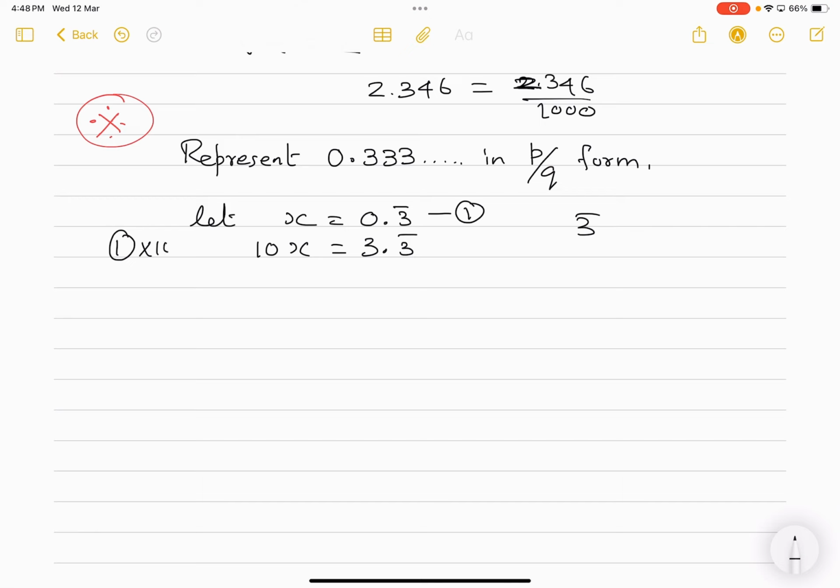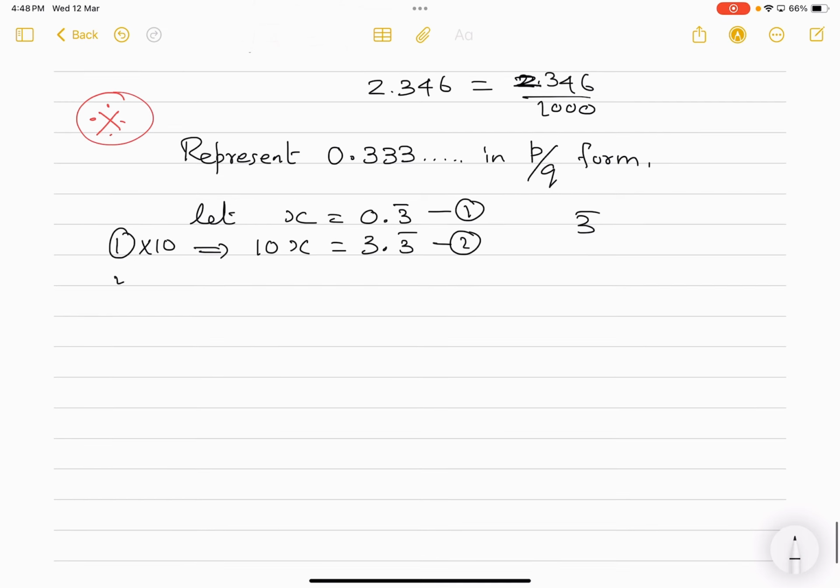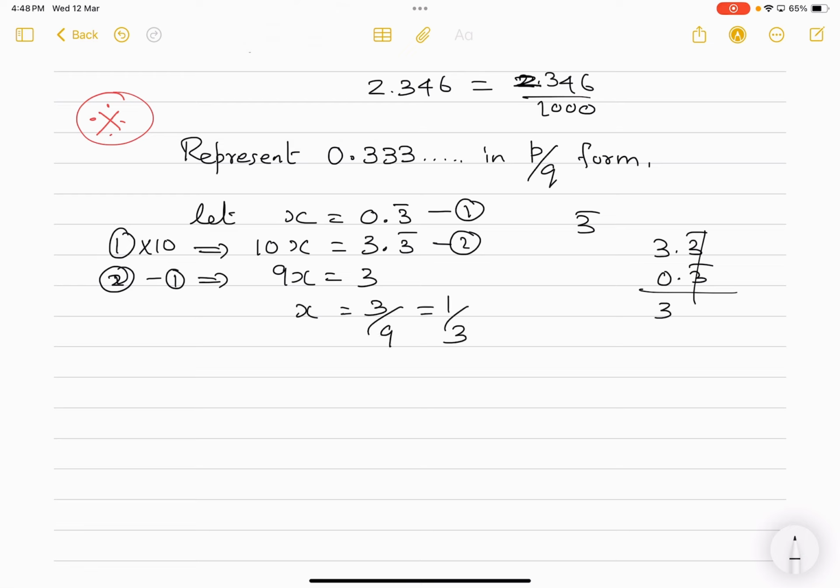Equation 1 multiplied by 10, so it becomes like this. This is equation 2. Now subtract both, that is 2 minus 1. So 10x minus 1x is 9x. So 3.3 bar minus 0.3 bar, the bar gets cancelled. Only 3 will be there. So 9x equals 3. Now what is x? It is 3 by 9, that is nothing but 1 by 3. 1 by 3 is 0.333, right?